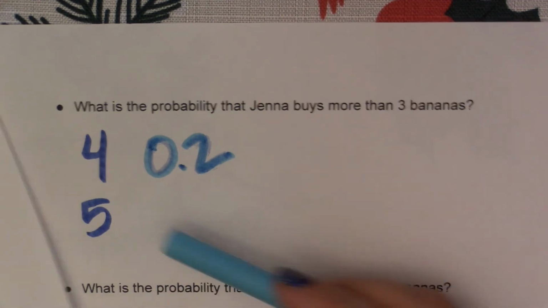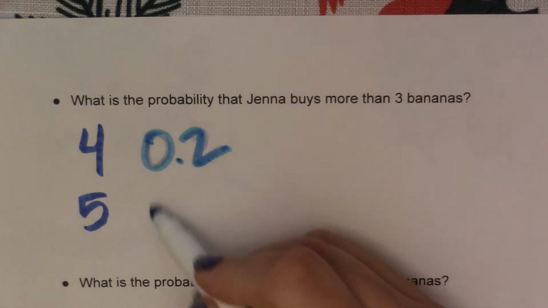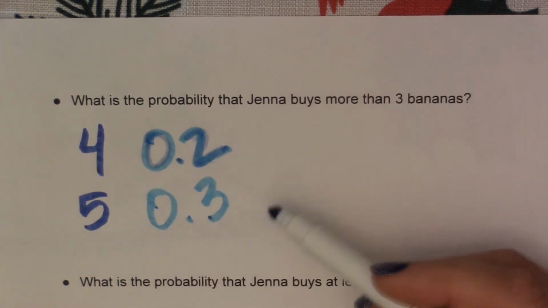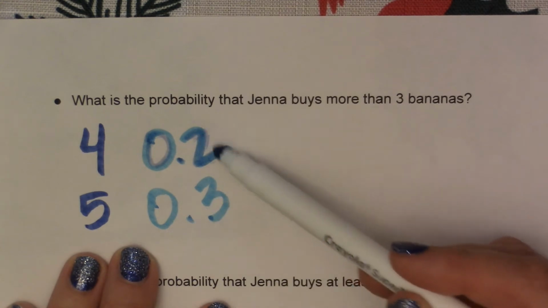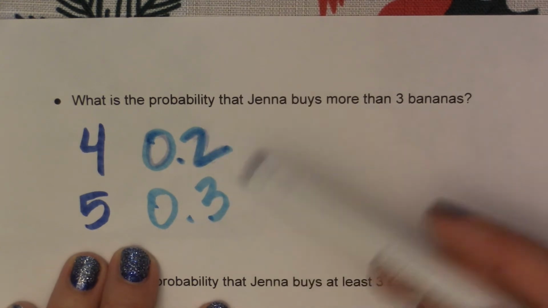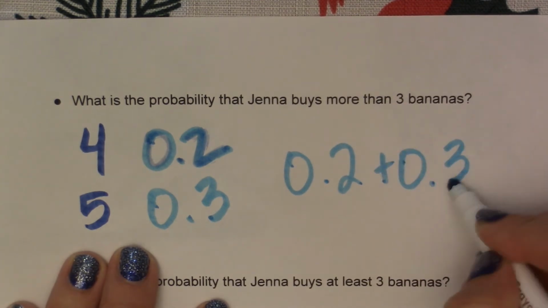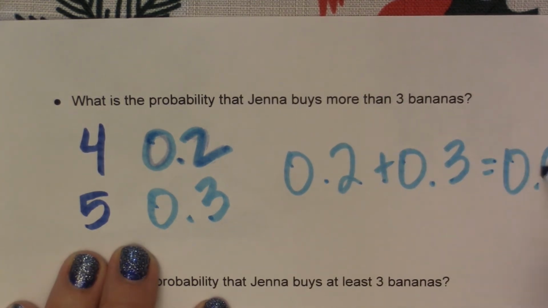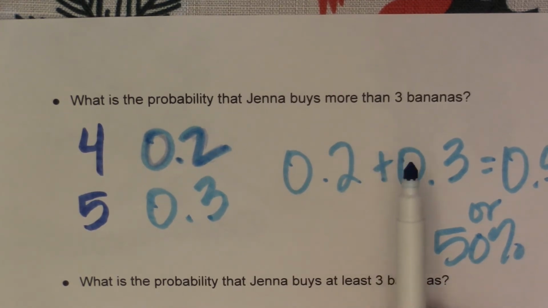And then for 5 bananas, it was 0.3. So in order to find what this total probability is, we're just going to add these two probabilities together. So we're going to go 0.2 plus 0.3, which gives us 0.5, or 50%. So she has a 50% chance of buying more than 3 bananas.